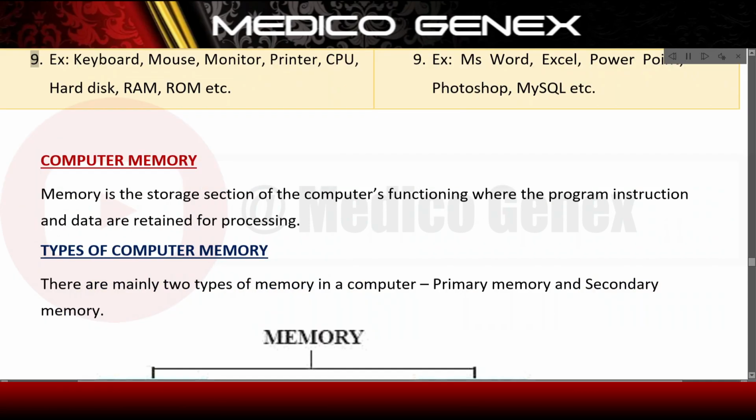9. Examples: keyboard, mouse, monitor, printer, CPU. 9. Examples: MS Word, Excel, PowerPoint. Hard disk, RAM, ROM, etc. Photoshop, MySQL, etc. Computer memory.